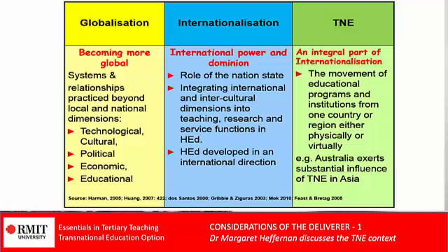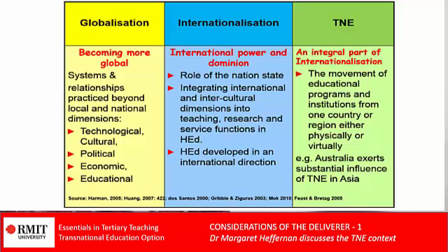So how does globalisation differ from internationalisation? Well, internationalisation is about having power and domination in an international arena. So it's the role of the nation state, in this case Australia, and how it integrates its international and intercultural dimensions into its teaching and research and service functions into higher education. So you think about globalisation, which is more systems and relationships becoming more global, and internationalisation is integrating that. And then higher education over time, and we're going to look at RMIT's history shortly, has been developed in an international direction.